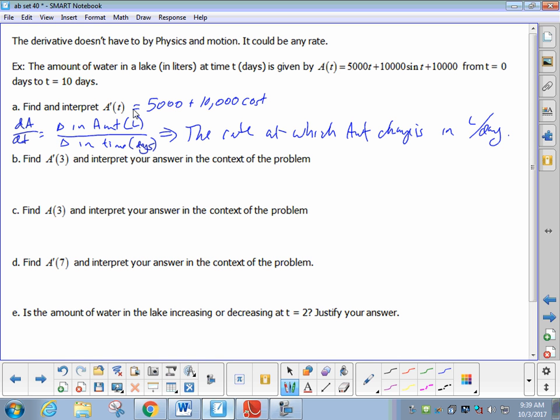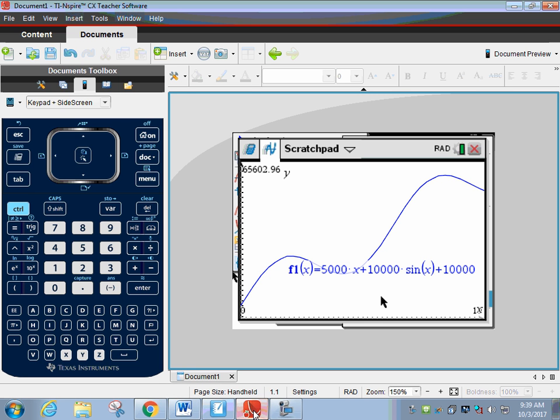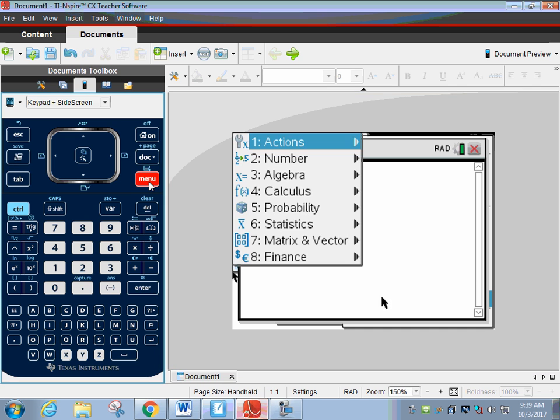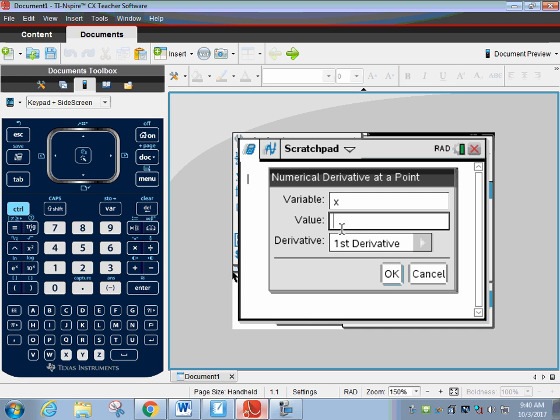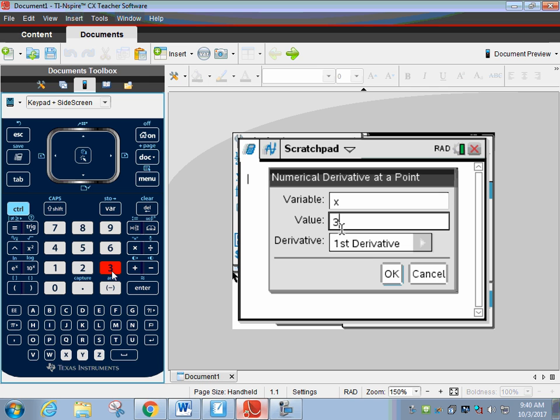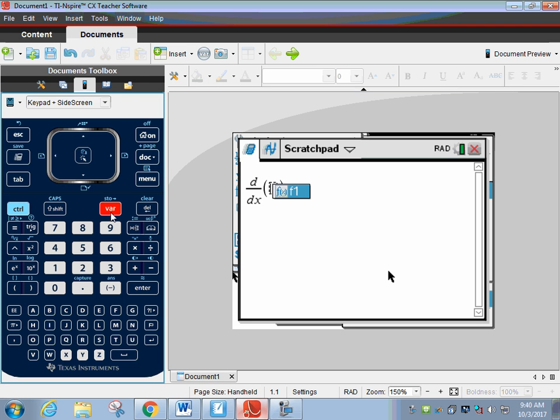Okay? Would you find A prime at 3 using your calculator? Just use the derivative function in your calculator. So go to your home screen. You're going to do derivative after derivative using your calculator. So at 3, and the function, we only have one function this time. We have one function in here. The derivative at 3, I get negative 4,899.924. Do you agree?